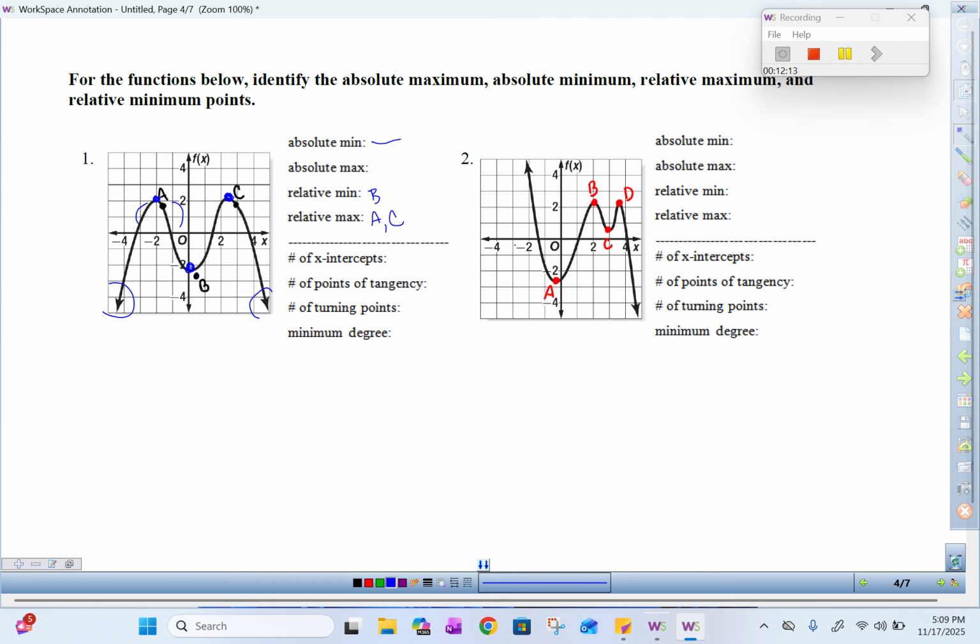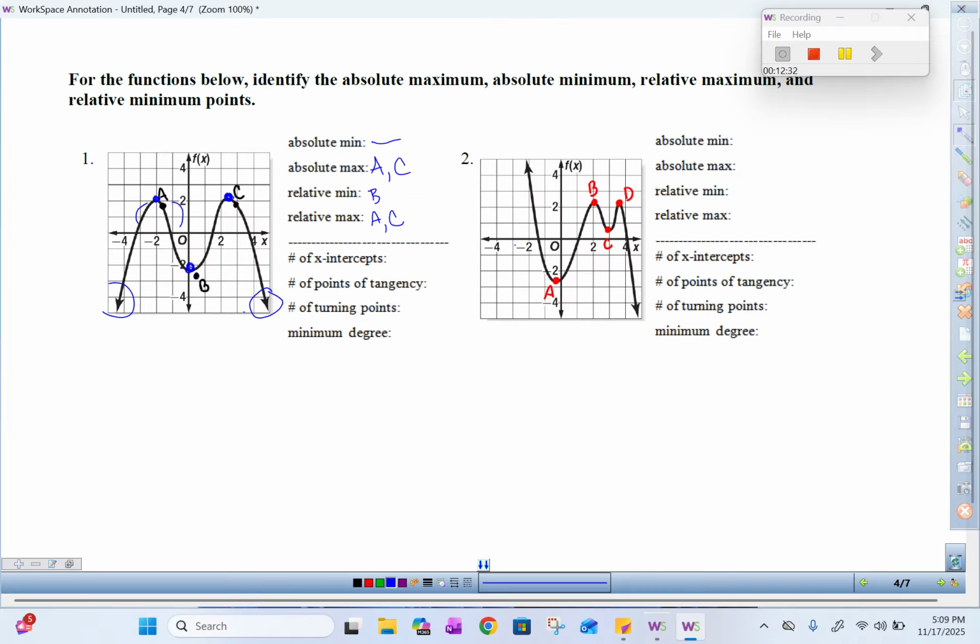Absolute maximum, we're looking at A and C, because it has to be one of these if it exists. And it looks like both of those are at the same height, and there's nothing on the graph above it, so both of those would be considered absolute maximums.